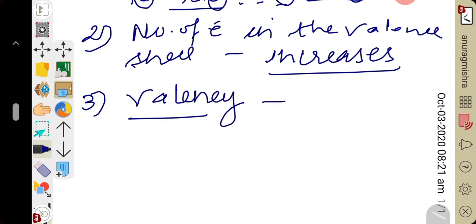The third general property is valency. I hope you know it is the combining capacity of an atom. If we talk about the valency of elements when we move left to right in a period, with respect to hydrogen, it increases arithmetically from 1 to 4 and back to 1 again. What I mean by with respect to hydrogen is the combining capacity with respect to hydrogen.